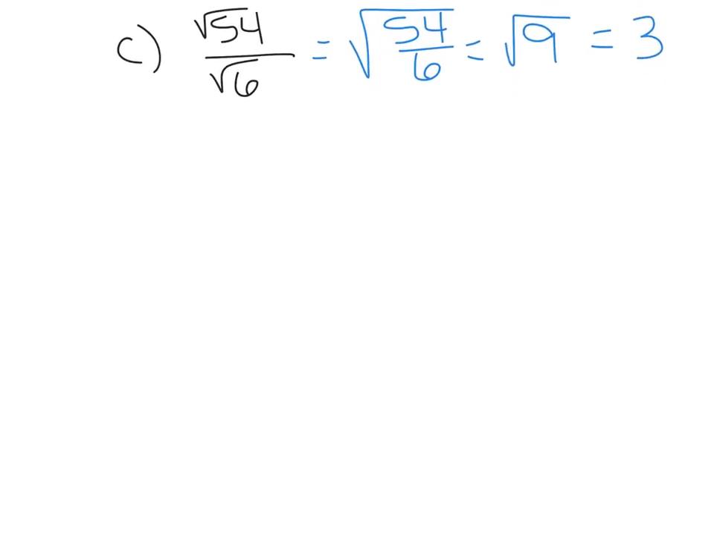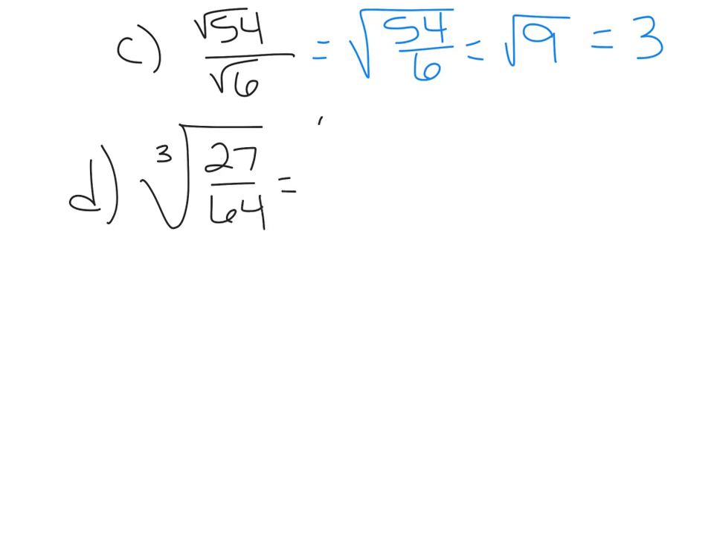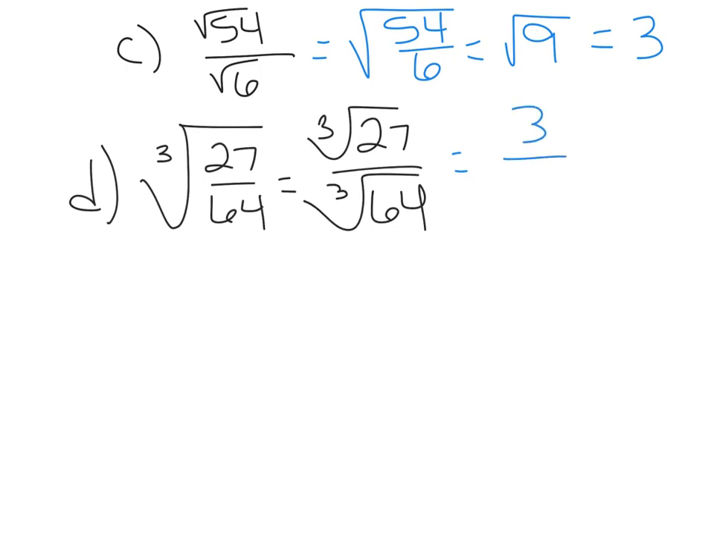So, for letter D, we have the cubed root of 27 over 64, which we can separate out. The cubed root of 27 over the cubed root of 64. 27 and 64 are perfect cubes. If you know those, what number, when you use it 3 times, will multiply to make 27, and that is 3. And same thing with 64. What number will multiply together 3 times to make 64 is 4. And this turns into 3 over 4.